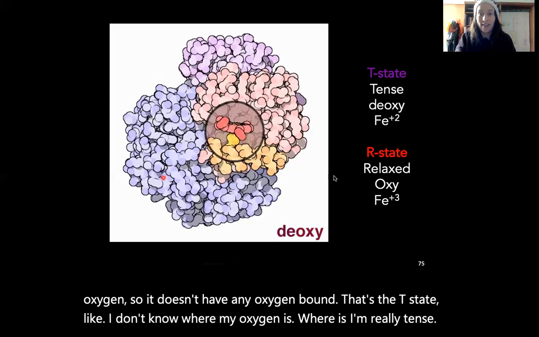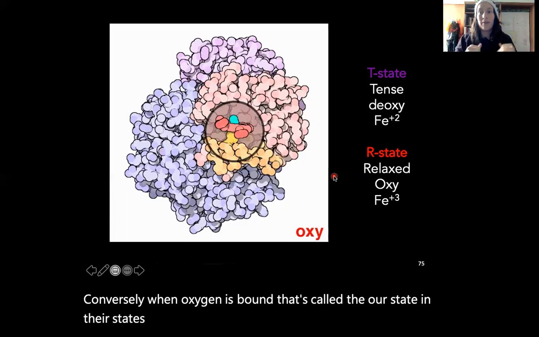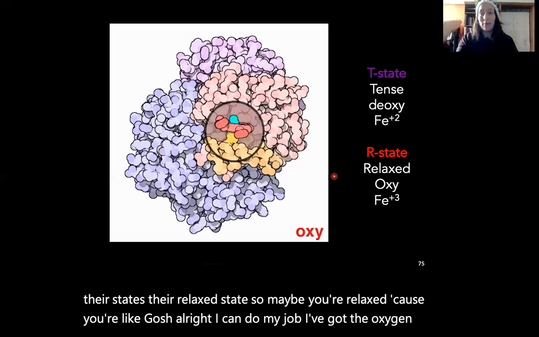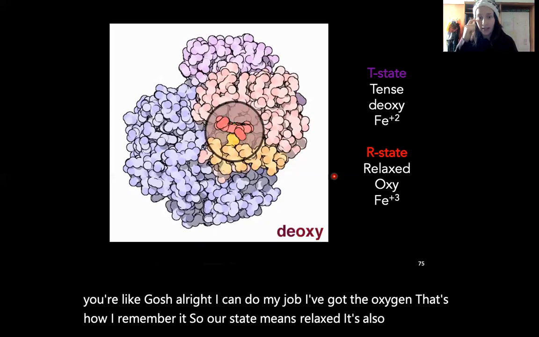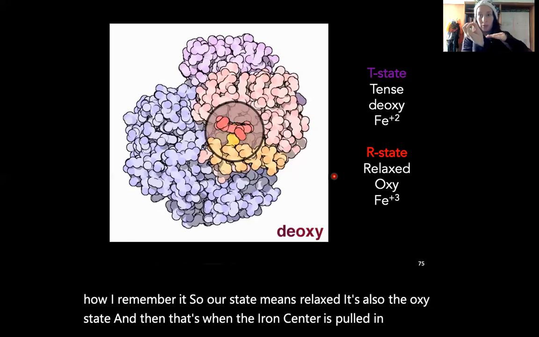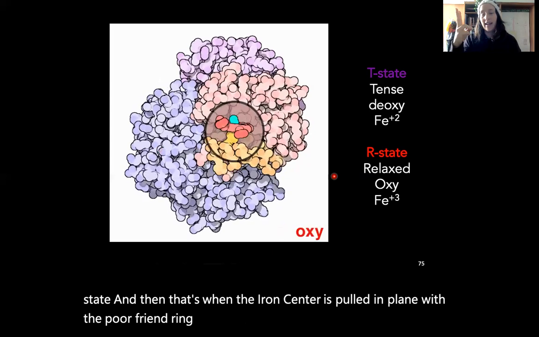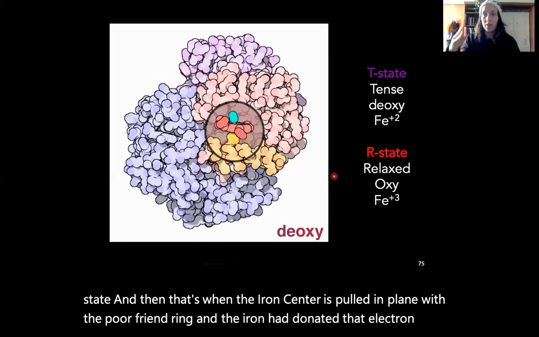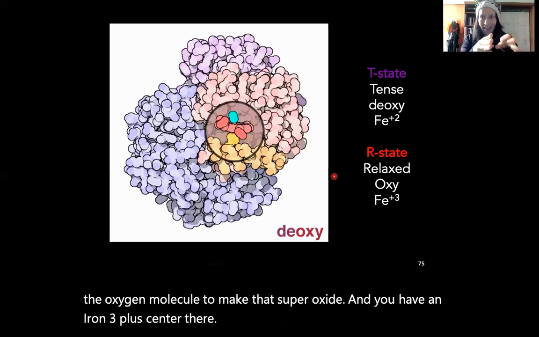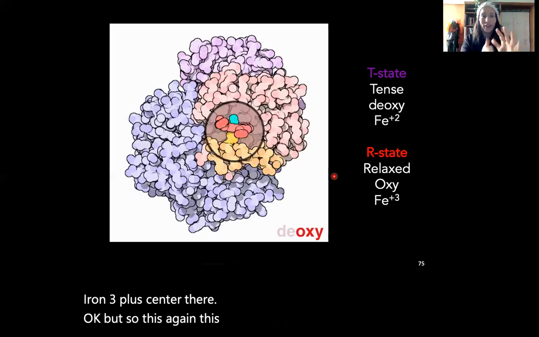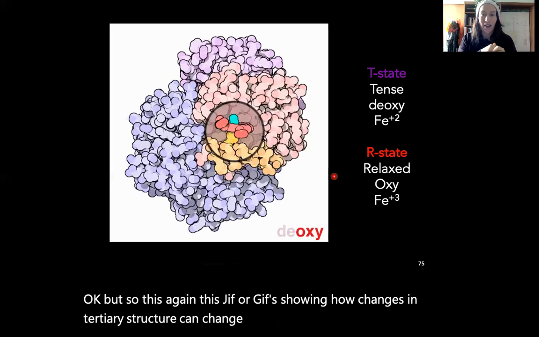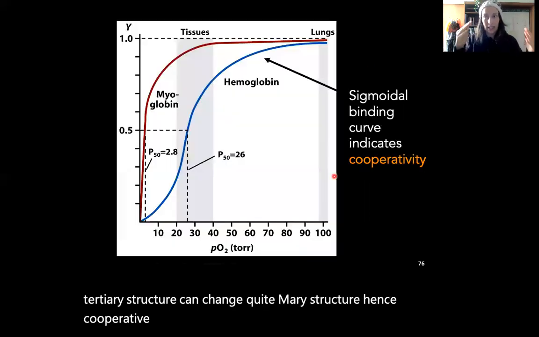Conversely, when oxygen is bound, that's called the R state, and the R state's the relaxed state. So maybe you're relaxed because you're like, oh gosh, all right, I can do my job, I've got the oxygen. That's how I remember it. So R state means relaxed. It's also the oxy state, and that's when the iron center is pulled in plane with the porphyrin ring. The iron had donated that electron to the oxygen molecule to make that superoxide, and you have an iron 3+ center there. Again, this GIF is showing how changes in tertiary structure can change quaternary structure. Hence cooperative binding. And again, we see it in the curve.